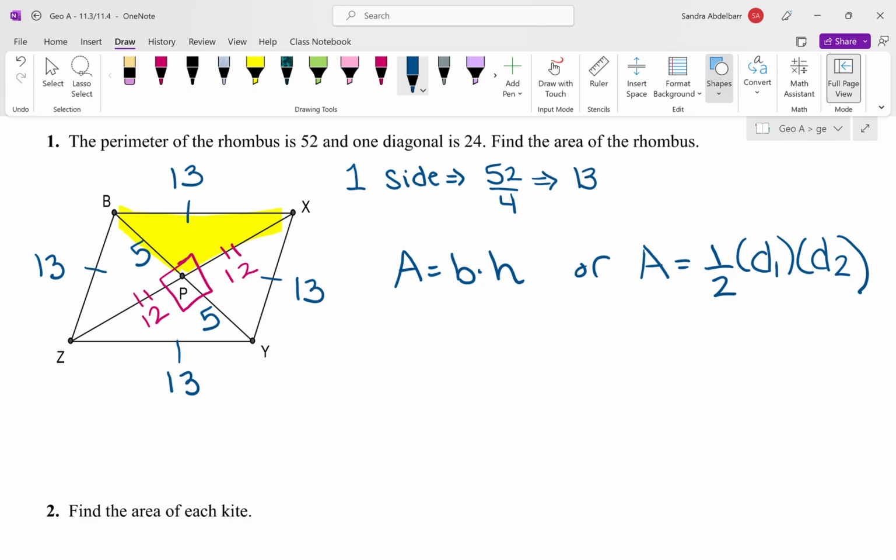Do we have a base? Yeah. Do I have a height, though? How come the height is not 13? Because there's no right angle. All right, let's go to the other one.